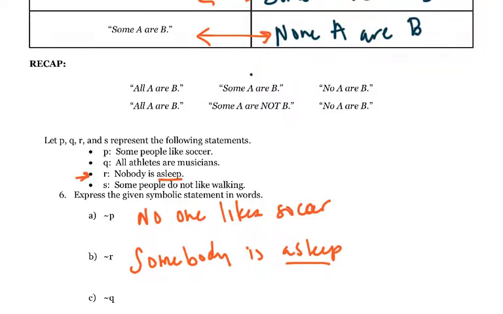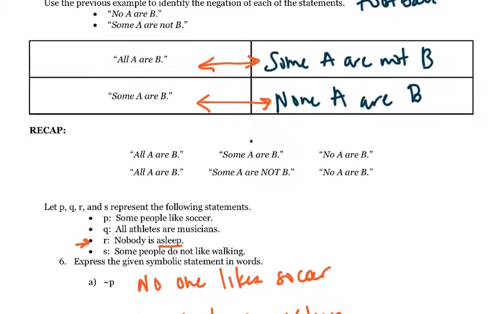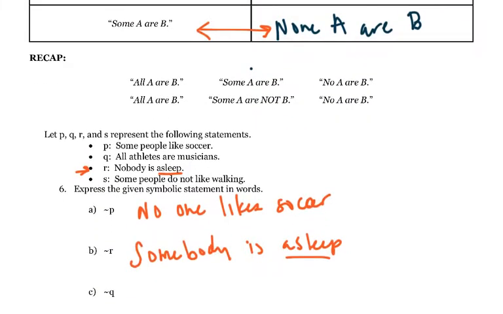And then for not Q, it says all athletes are musicians. So the negation of all are is that some are not. So this would be some athletes are not musicians.